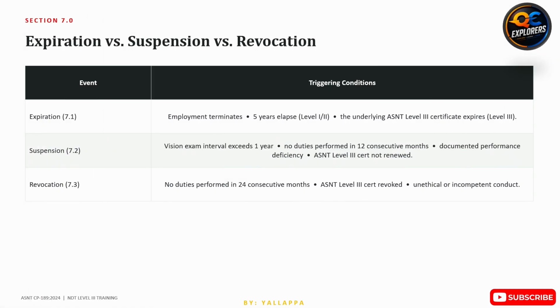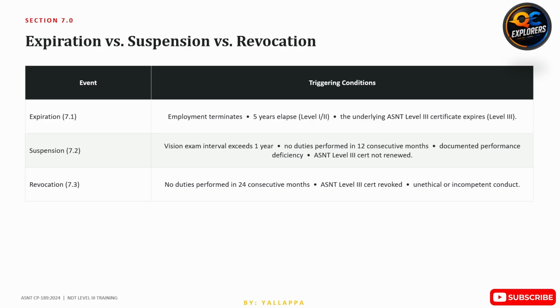So far, we've focused on how an individual becomes certified. However, earning a certification is only one part of the process. The next question is equally important. How can a certification end, be temporarily suspended, or be permanently revoked? Section 7 of CP-189 answers this question by distinguishing three different certification statuses: expiration, suspension, and revocation. These terms are often confused, but they have very different meanings and consequences.